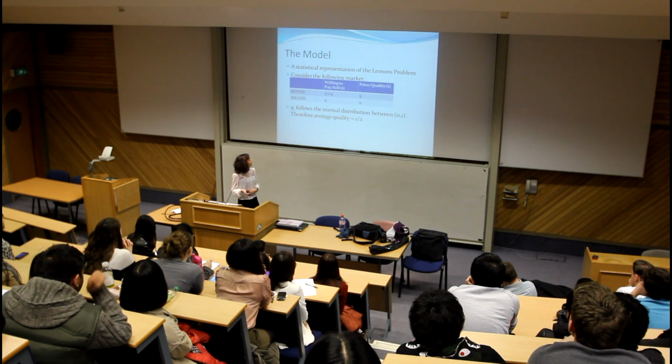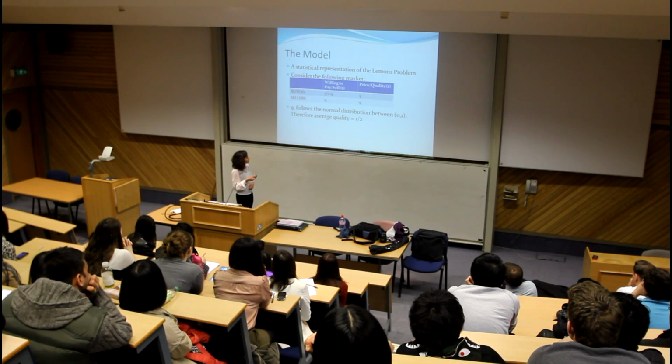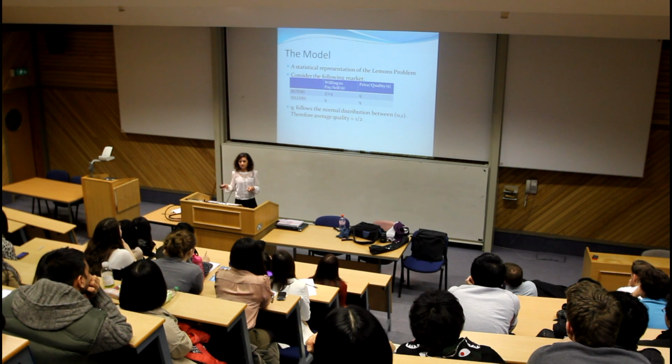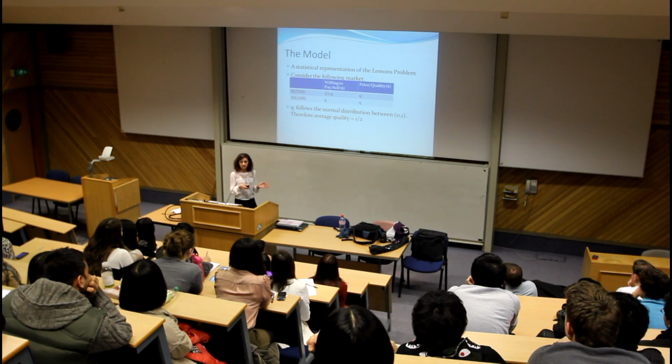So the model is given here, where I have a table and I've denoted Q as quality, and Q follows a normal distribution, so that in this normal distribution we have the average quality as given as a half.